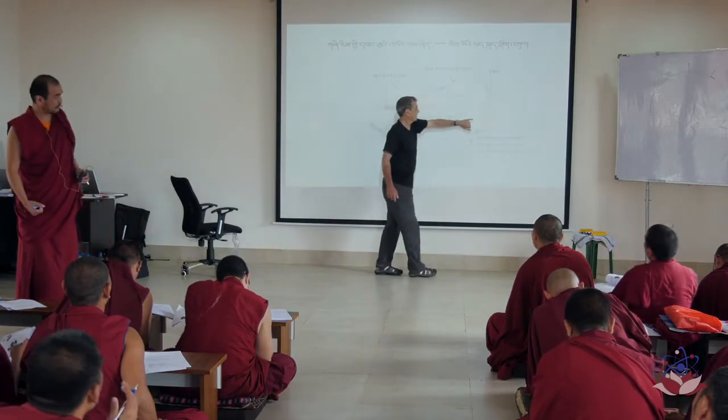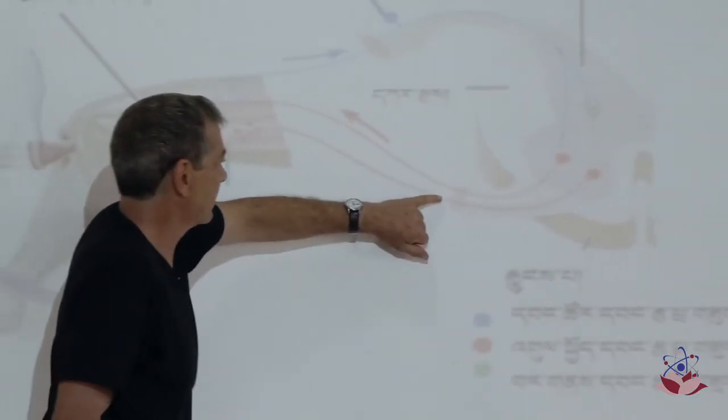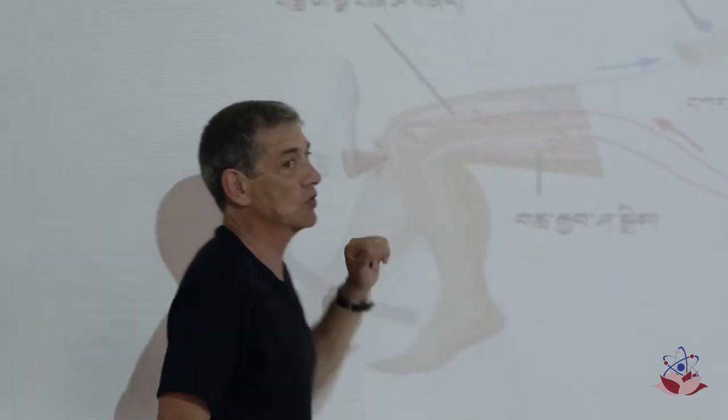GABA. So that there's a decrease, I mean, it relaxes the opposing muscle.